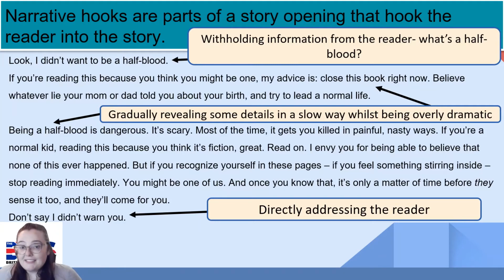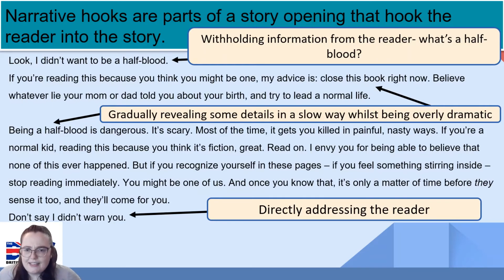Then Rick Riordan backs this up even further by gradually revealing some details in quite a slow way whilst also being overly dramatic. Okay, so he tells you little bits like, if you're a half-blood, close the book right now. Believe the lies your mum and dad told you. So again, lies, that's going to make the reader more interested. He then uses words like dangerous, scary, says it gets you killed in painful and nasty ways. That's going to make a reader really interested and think about, what is half-blood?